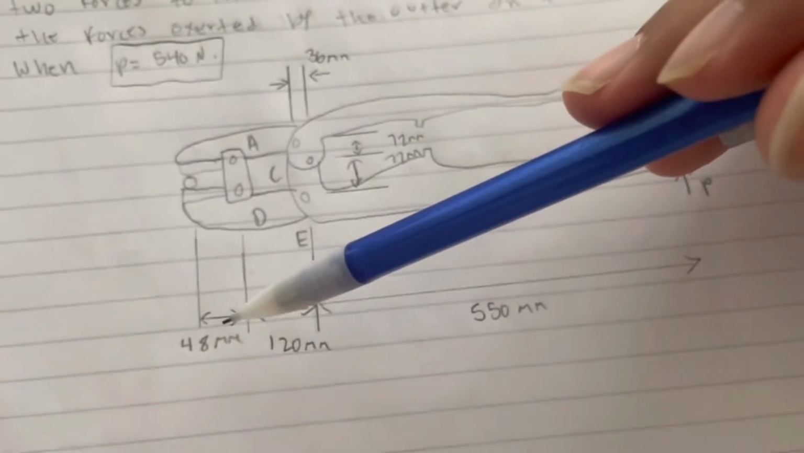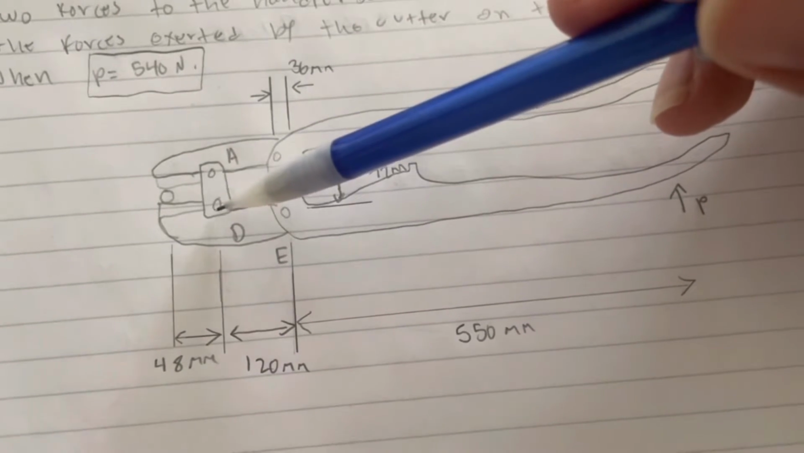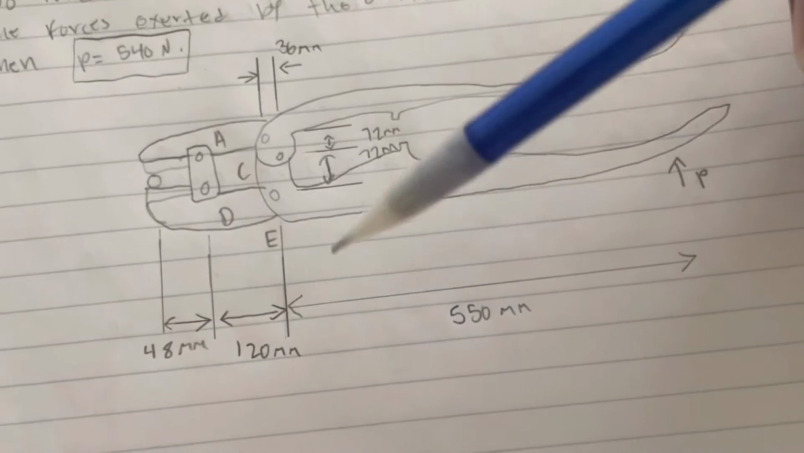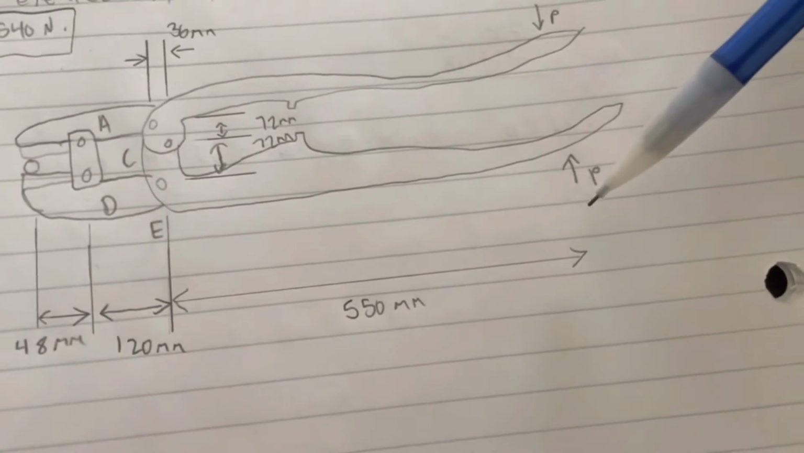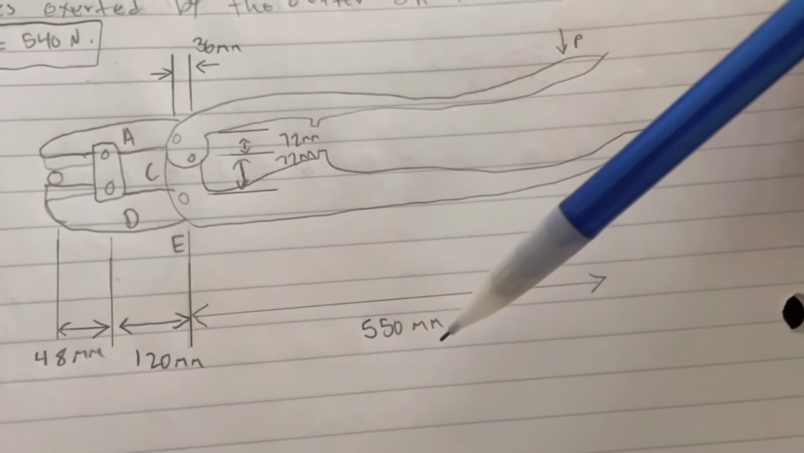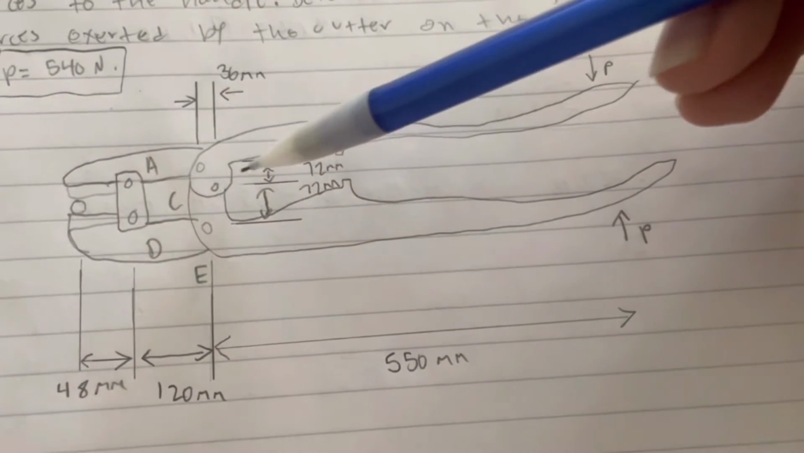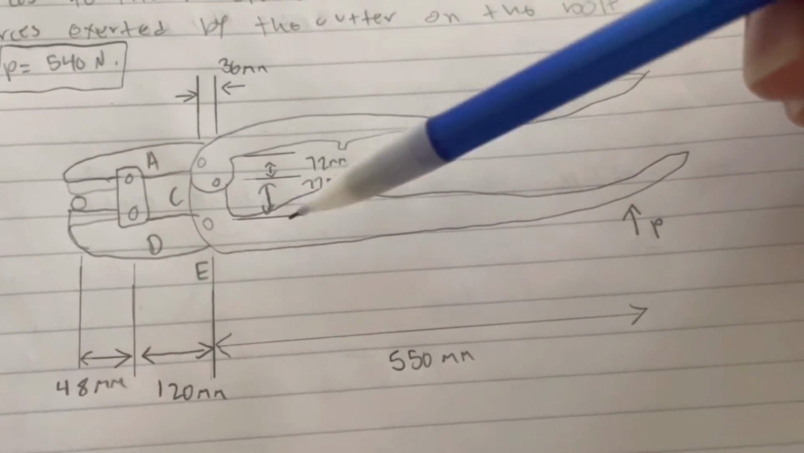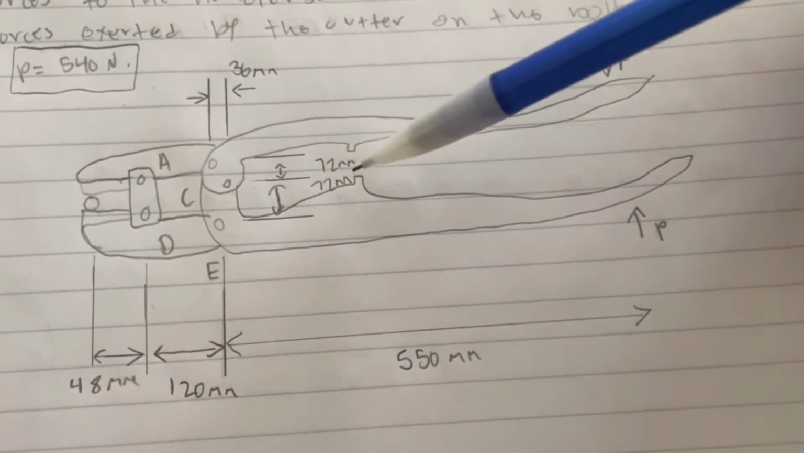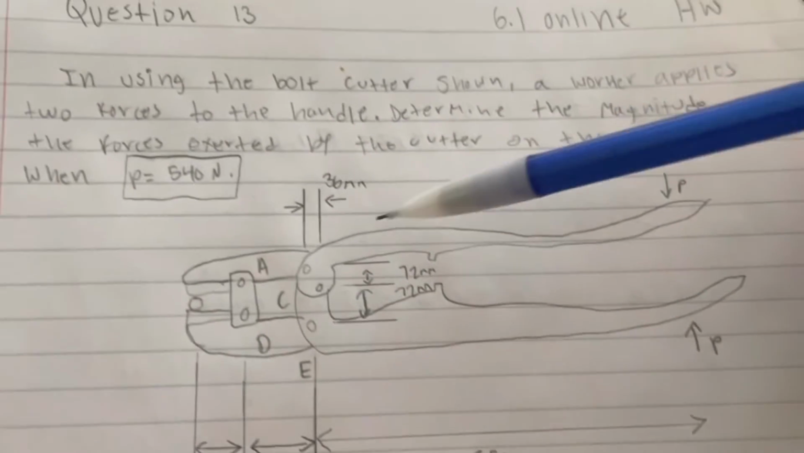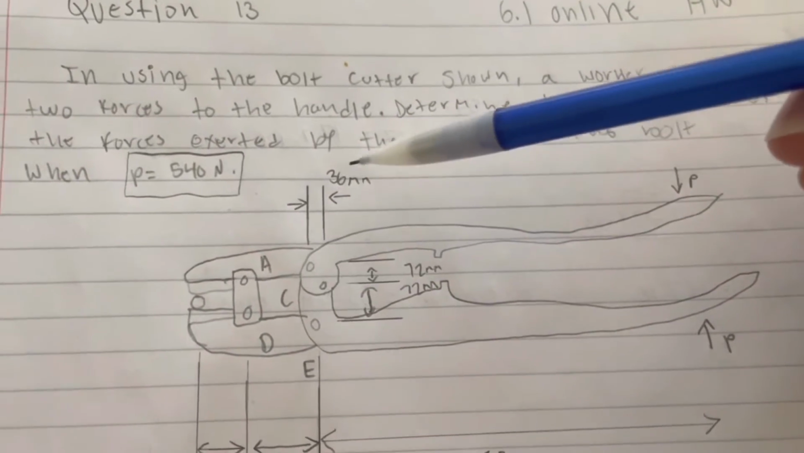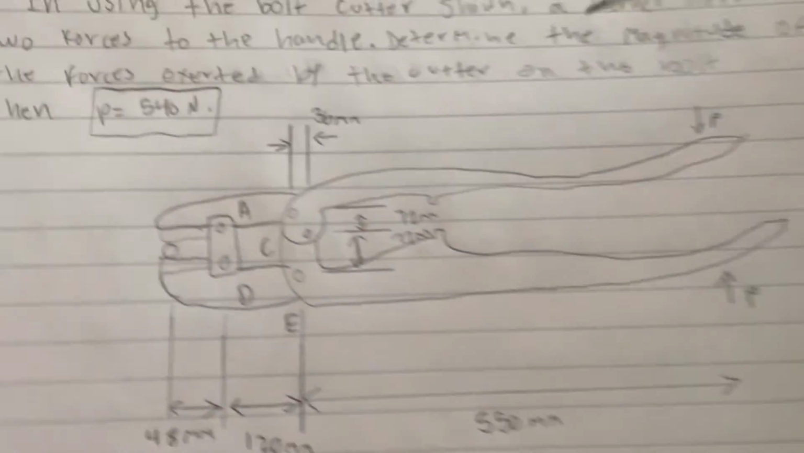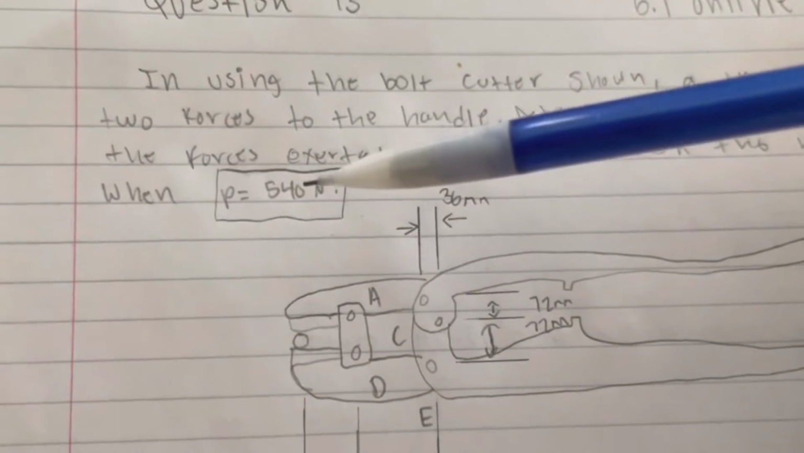So I went 48 millimeters from the little ball to the little bolt. From the bolt to this bolt, 120 millimeters, and from this bolt to the pressure being applied, 550 millimeters. From that bolt to that bolt, it may not look right because my drawing skills aren't the best, but it's 72 millimeters on both. And up here, from this bolt to that bolt, 36 millimeters. And P would be the pressure being applied to these cutters, which is 540.